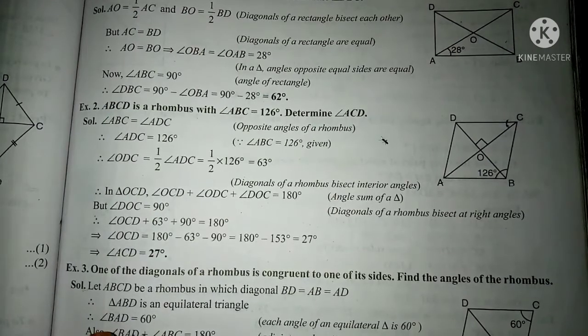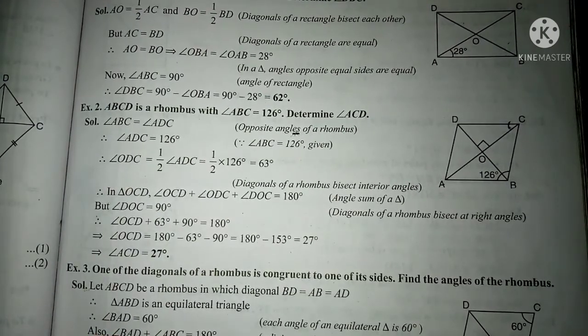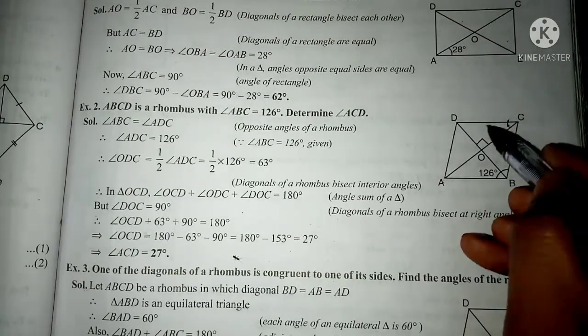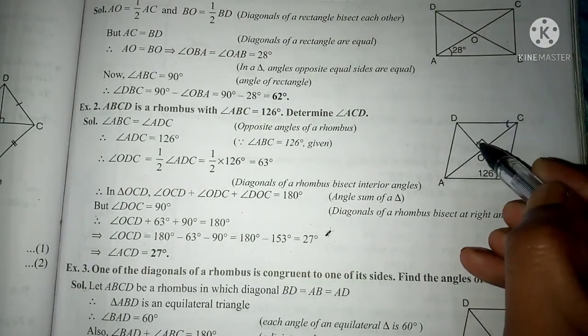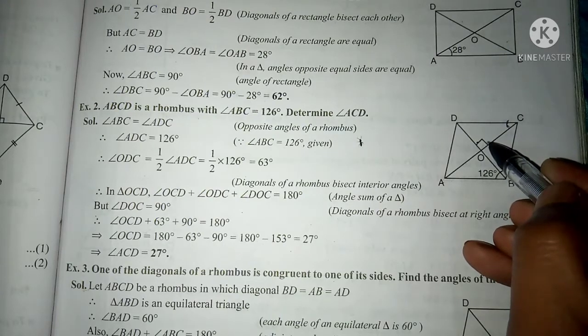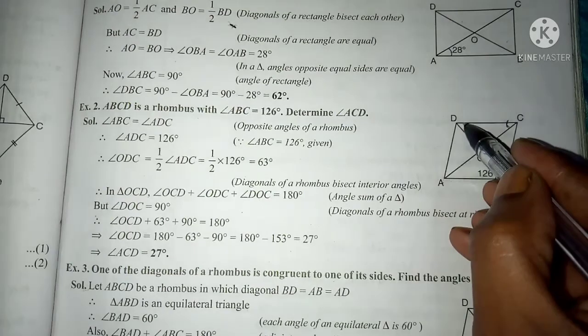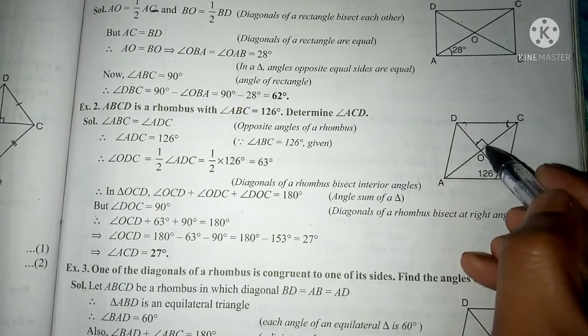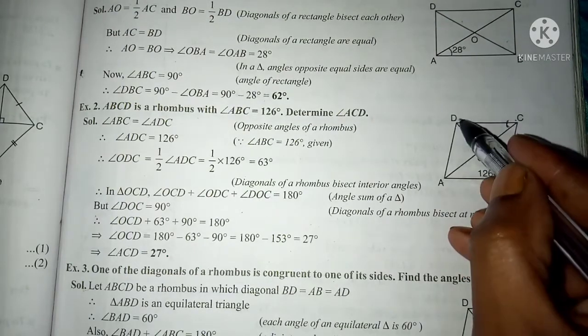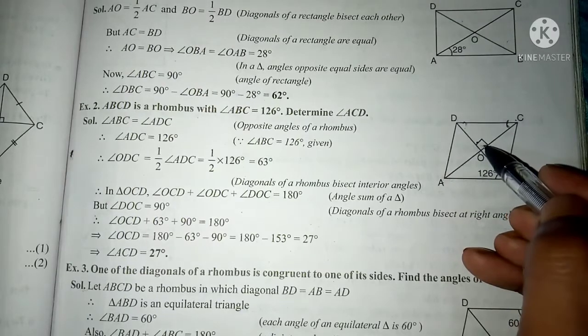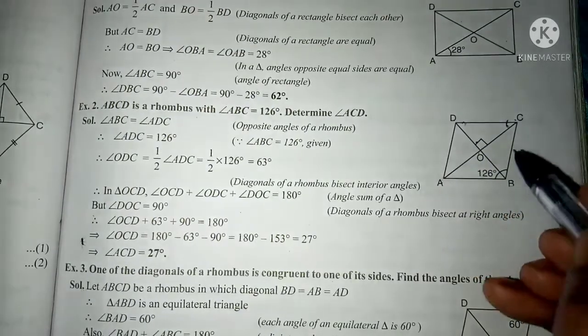So first of all, how to start? See, this symbol means this is 90 degrees. We are asked to find out this angle. If somehow I get the value of this angle, then with the help of this triangle OCD I can find it out. So this is our first step. It's very simple.